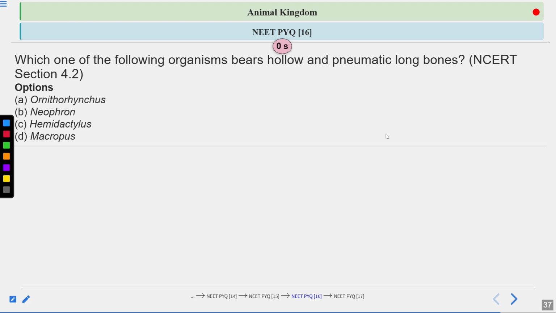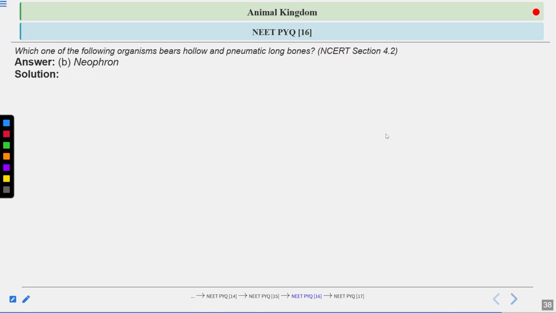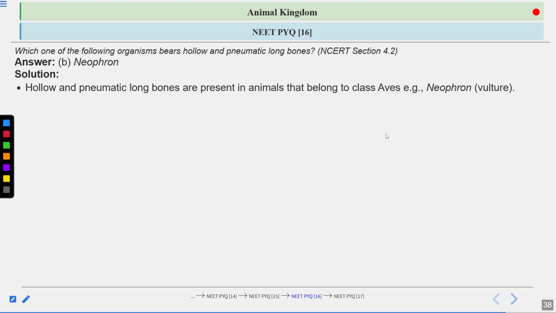Okay, let's move to the correct answer. Which one of the following organisms bears the hollow and the pneumatic long bones? B option is correct, Neophron. Hollow and pneumatic long bones are present in the animals that belong to the class Aves. Aves means birds, and Neophron is commonly called a vulture. So a vulture is a bird, right? So this is the correct answer because birds possess hollow and pneumatic long bones, right?